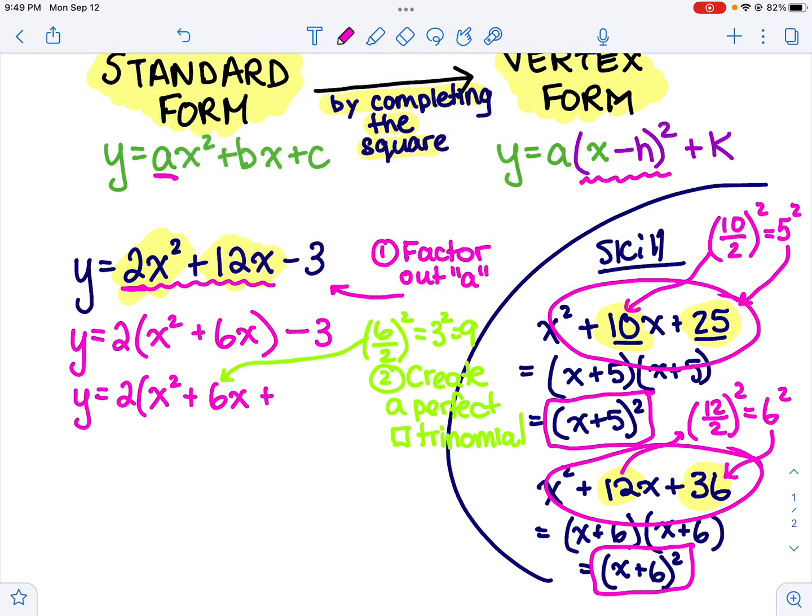So 6 divided by 2 is, oh, I already did that. So 9. So now it's a perfect square trinomial. But you can't just add 9, so we also have to subtract 9. And then we have the minus 3 out there.